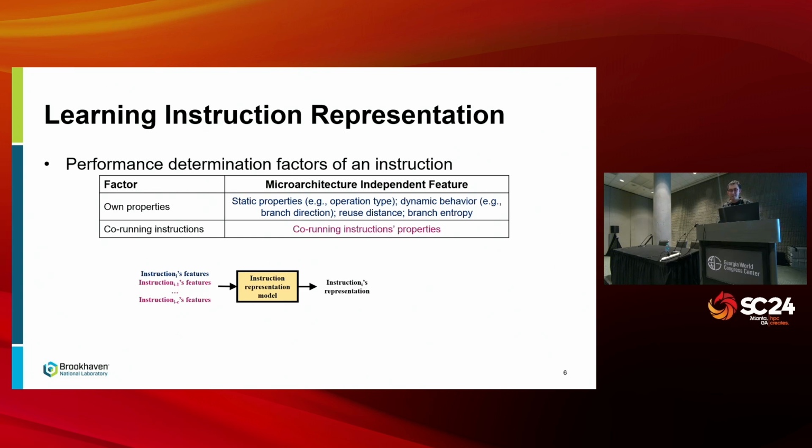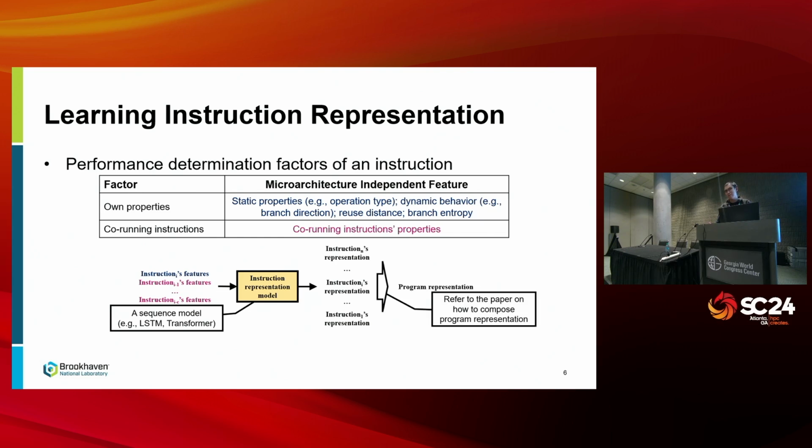Because the input of this model is a number of instructions, it's natural to use a sequence model for the instruction representation model, for example, LSTM or transformer, etc. So here we learn the representation of one instruction, and similarly, for all the instructions in a trace, we can learn all their representations. Then finally, we can compose the program representation from all these representations. For the details about how to compose the program representation, please refer to the paper.